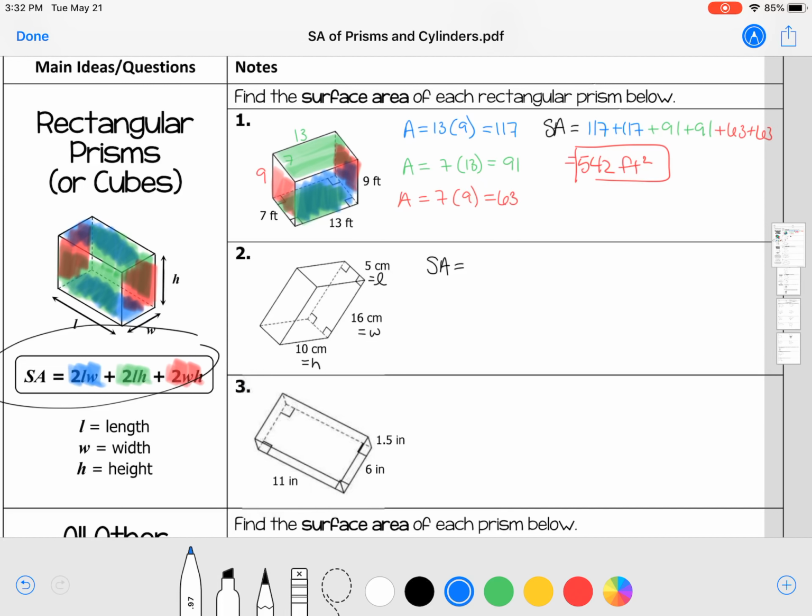So the first thing tells me to do 2 times LW. So I'm going to do 2 times my length times my width. The second part of the surface area formula tells me to do 2 times my length and my height.